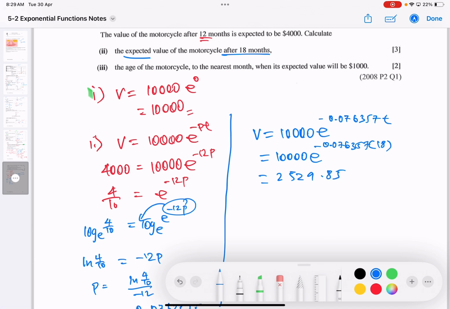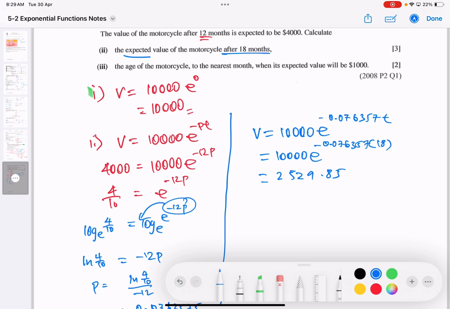Okay, this one you need to be very careful. Money you always leave to 2 decimal places. Okay? Yes, John, got a question? Okay, wait. I'm almost done already. Just 3 more minutes. Alright, so this is the expected value after 18 months. Is everyone okay?